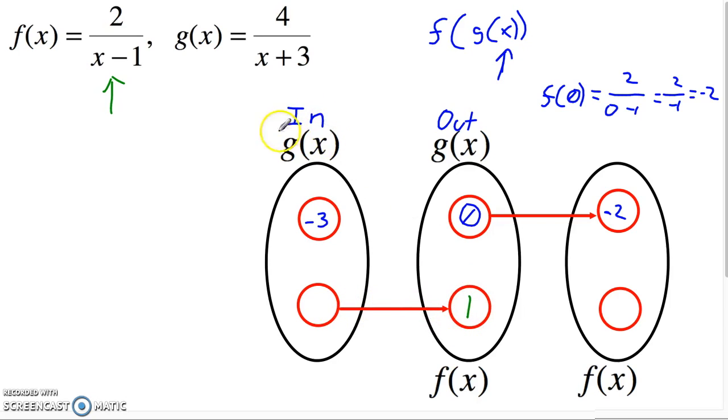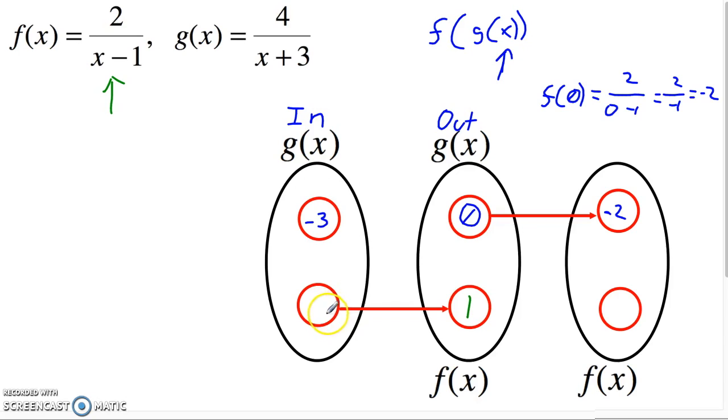Because remember, g of x is the inside function. Whatever g of x does, its output, its domain, is going to become this potential range for f of x. So in order to make sure that f of x never sees a 1, we have to ask ourselves, is there any value of x that when we plug it into g of x is going to output a positive 1 for f of x?